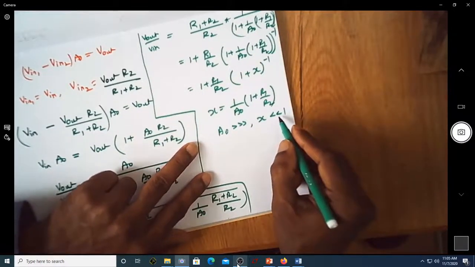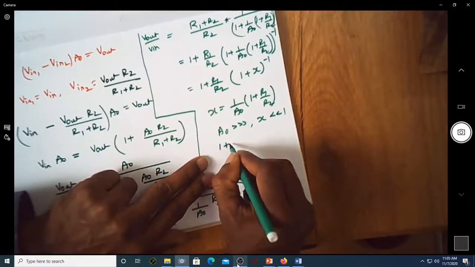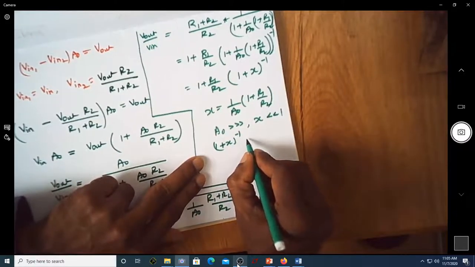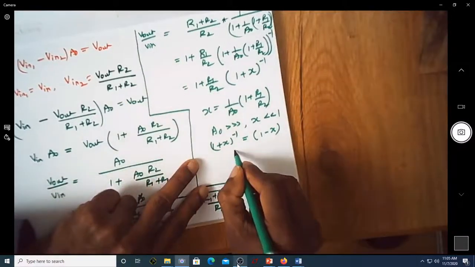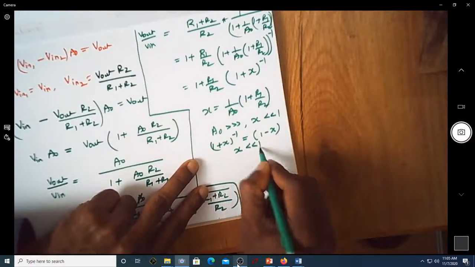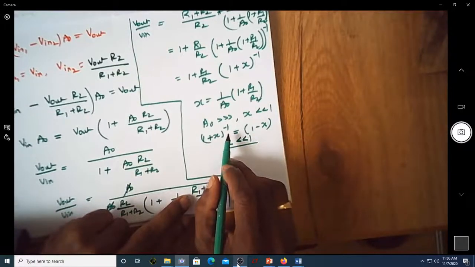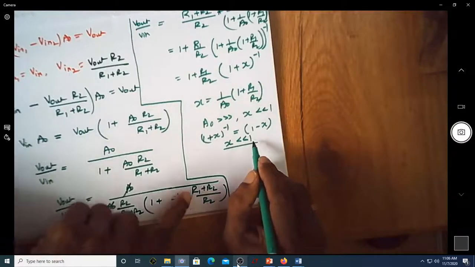X value is far less than 1. If x value is far less than 1, can I write (1 plus x) to the power of inverse as 1 minus x? As the value of x is far less than 1, I can write (1 plus x) whole inverse as 1 minus x.